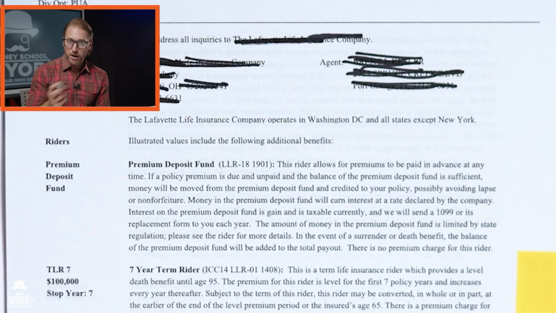We didn't use this, but there's what's called a premium deposit fund. The premium deposit fund would allow you to take a chunk of money, deposit it with the insurance carrier, and then the insurance carrier would use that deposited money to make your premium deposits. It's just an option that some people might benefit from.